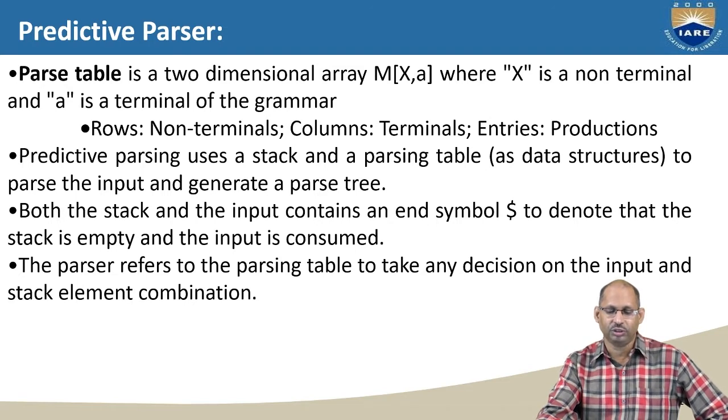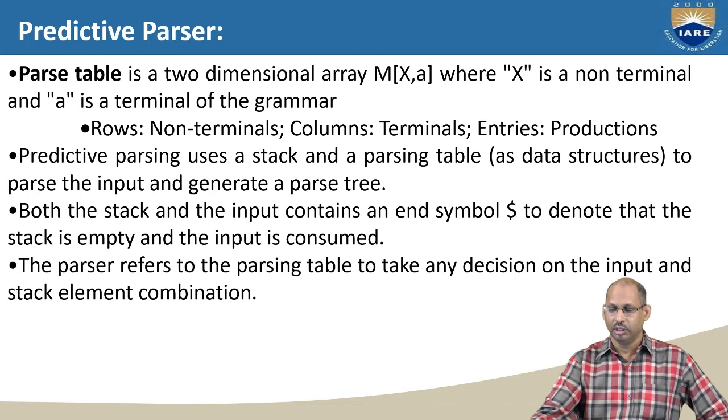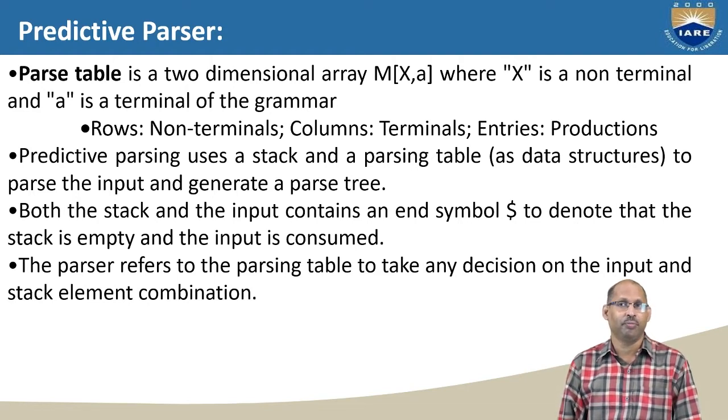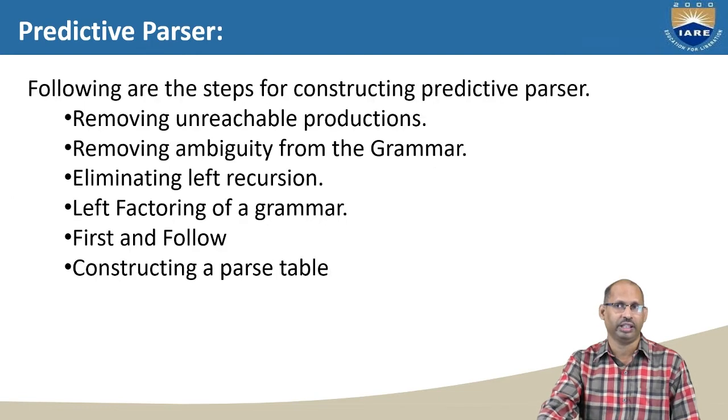The parser refers to the parsing table to take any decision on the input and the stack element combination. So our parsing method takes the input symbol from the input tape and one symbol from the stack, and it refers to the parsing table. By referring to the combination, it will decide which action it has to take.